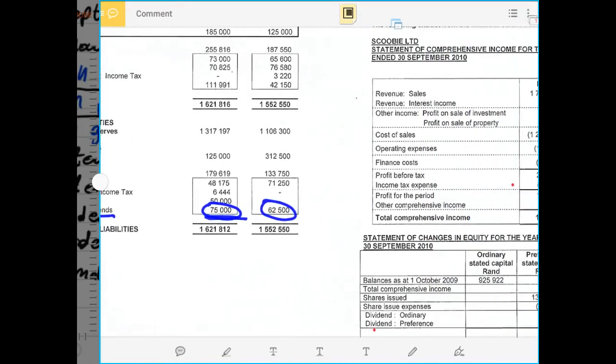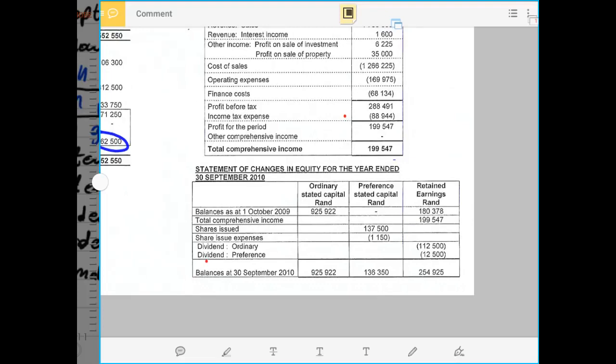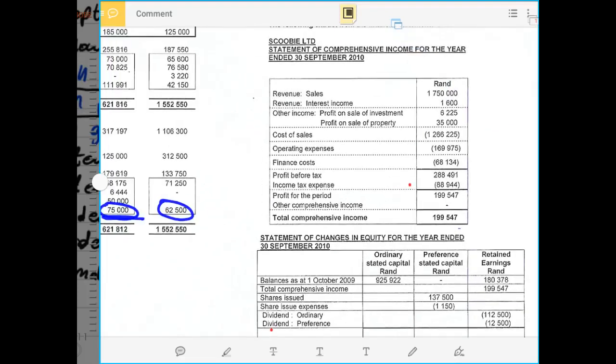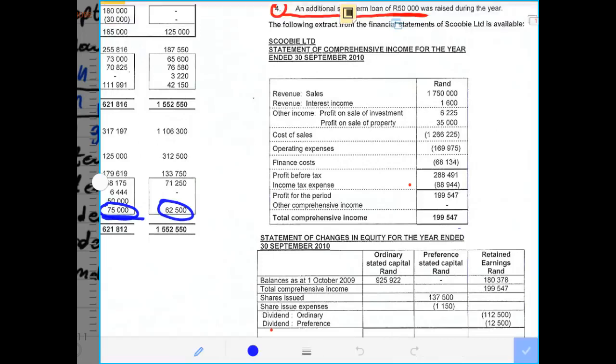And if you look once again at your statement of changes in equity, the last statement, the last line item is dividends, and there are two dividends that were declared in the current year, preference dividends and ordinary dividends, of 112,000 and 12,500.